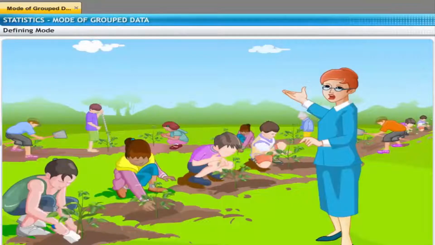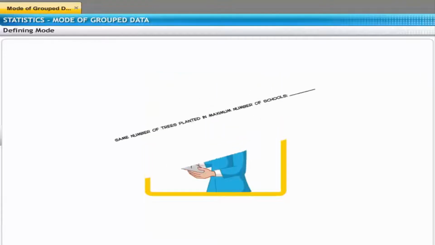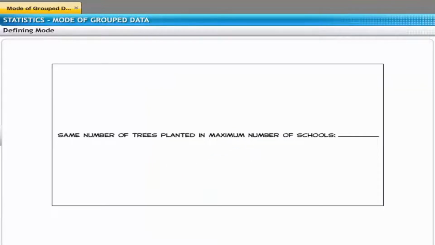Miss Greenfinger's heart beats for the trees. She recently conducted a tree plantation program in 60 schools of her city. Now, why is she looking so hassled? Actually, Miss Greenfingers is preparing a project report. She has to find the maximum number of trees planted across all 60 schools. Now, what does this mean?